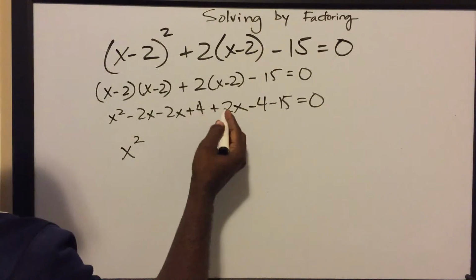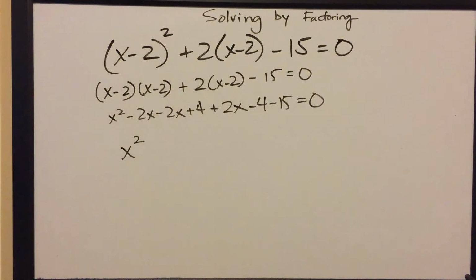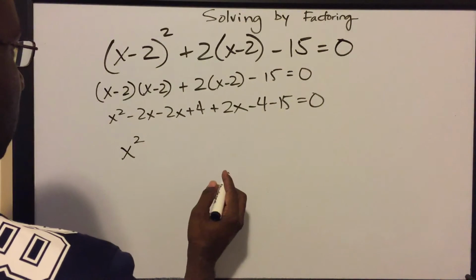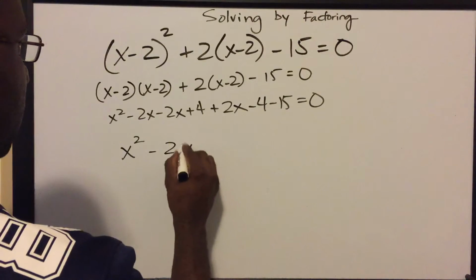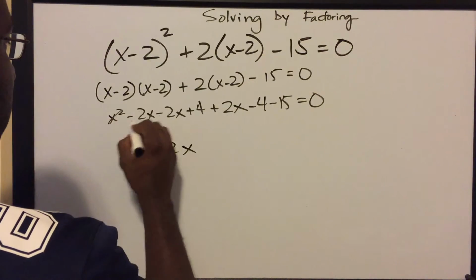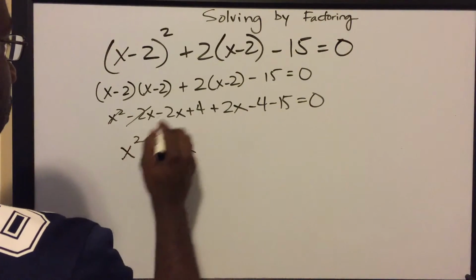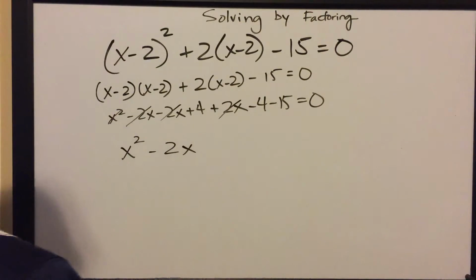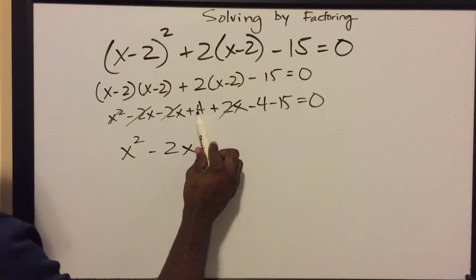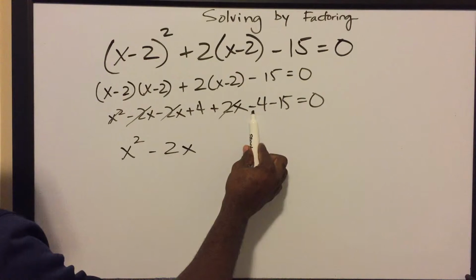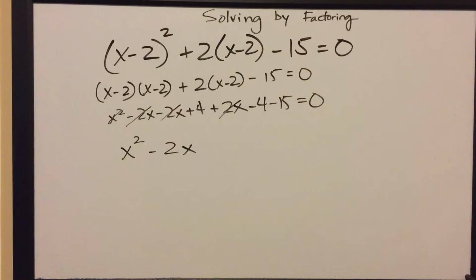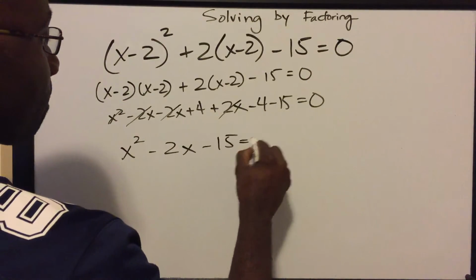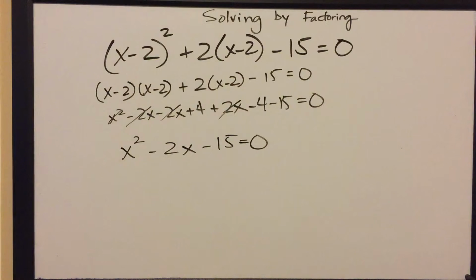Minus 4x plus 2x. That gives us what? Minus 2x, exactly. So that's minus 2x there. So we've dealt with the x squared and the x terms. Now we have plus 4 minus 4, that's 0. Then we're just left with a minus 15 equals 0.